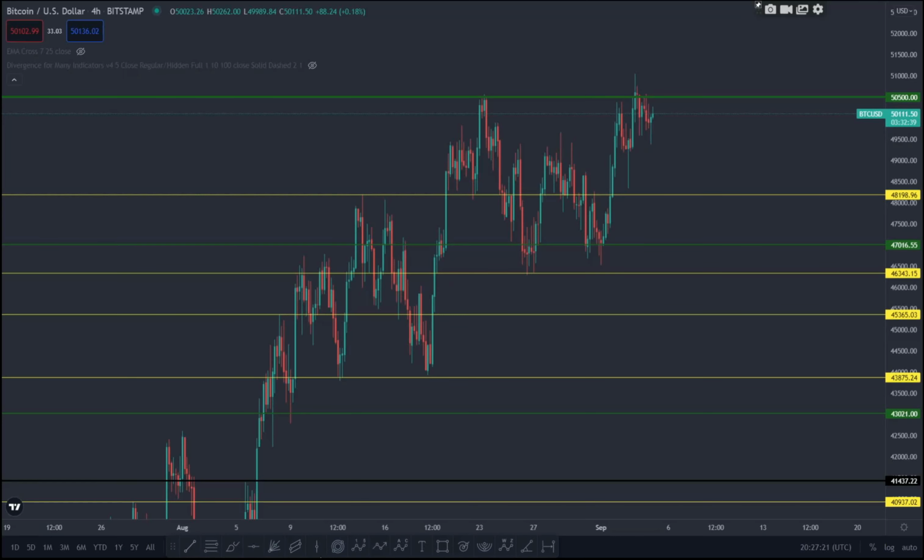Lesson 1, as I always say: when drawing these lines, you need to know that these areas are places where you want to place a long when trading, and these areas are where you want to place a sell order, or if you short, short orders. It's as easy as that.